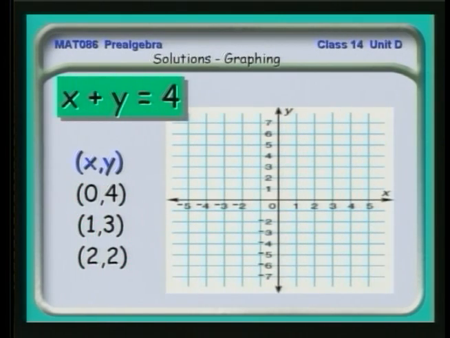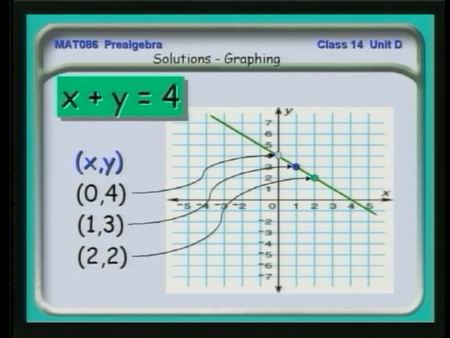Now let's go plot these. (0, 4) is there. Because x is 0, we don't go to the left or right, we go up 4. (1, 3) is there. We go over 1 and up 3. (2, 2) is here. Notice we can tell right away these are going to form a straight line, and we're finished.